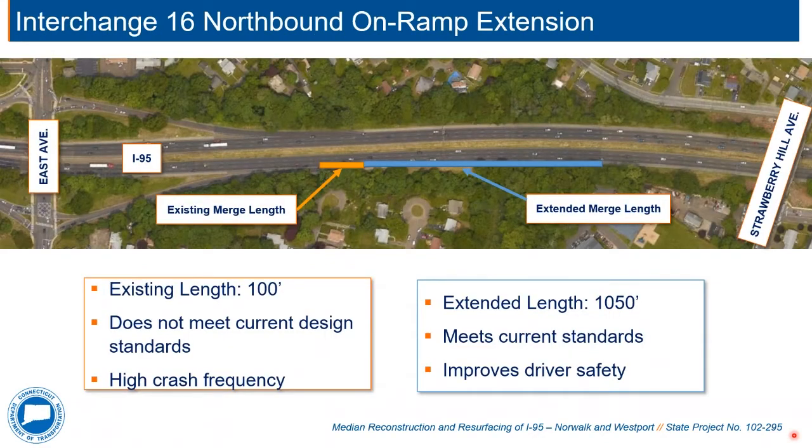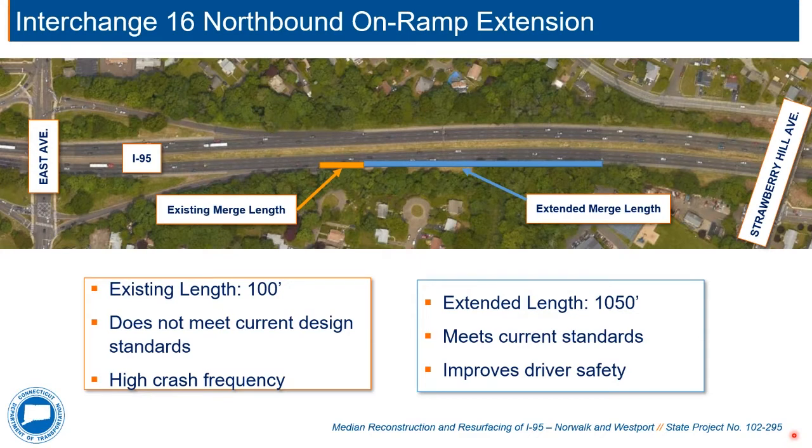The existing Interchange 16 northbound on-ramp is an old taper-type ramp that currently only provides approximately 100 feet to merge into I-95 northbound. This means that as drivers accelerate along the ramp from East Avenue, they suddenly find themselves faced with the need to determine if they can safely merge or need to stop and wait for the through lane to clear. As you can imagine, this condition has precipitated a number of crashes over the years.